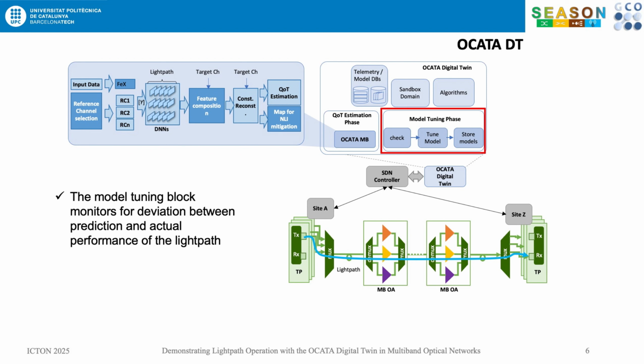The model tuning block is responsible for the fine-tuning of each light path model. This is important as there are two main sources of error for QoT estimation. The first, span length mismatch, and the second, different channel than reference channels. The model tuning block monitors for deviation between predicted and actual performance of the light path. Model tuning is performed using actual telemetry data stored in the telemetry database and collected after the establishment of the light path. Fine-tuning the model can help detect abnormal behavior and predict and mitigate the anomaly before light path performance is affected.